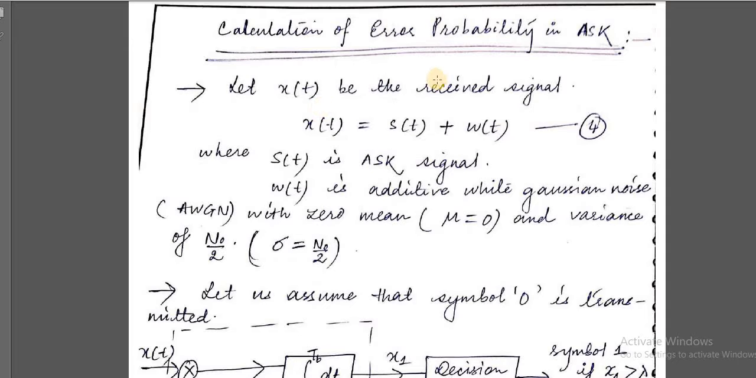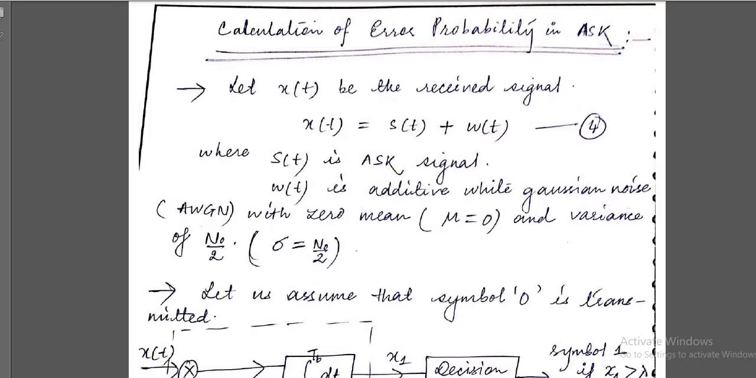Now let the transmitted modulated signal be represented by S of t, as mentioned earlier. S of t, the transmitted signal, is affected by additive white Gaussian noise W of t, which is assumed to be of zero mean, and variance is N0 by 2, because it is a white noise and the white noise power spectral density is constant throughout the frequency range. So the received signal is represented by X of t, which is the summation of the transmitted signal S of t plus the noise component, that is W of t.